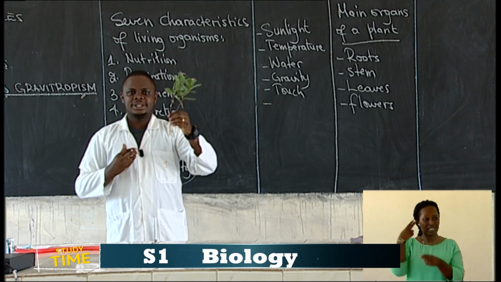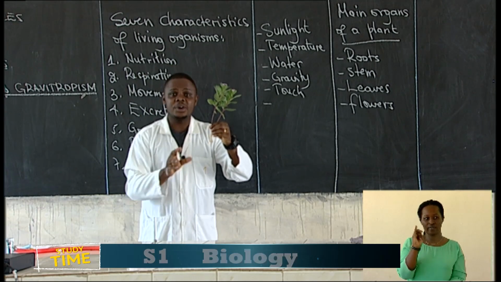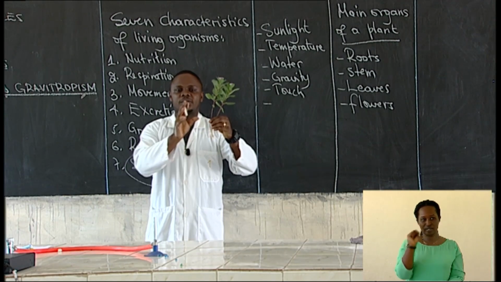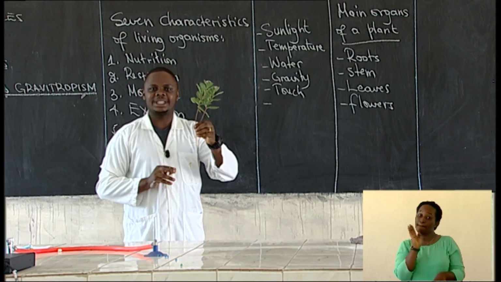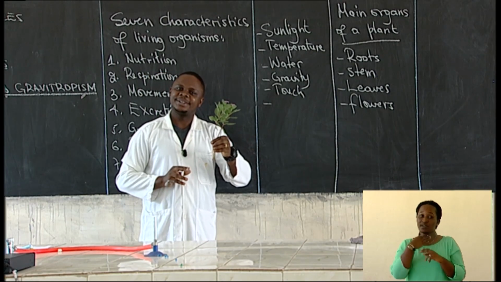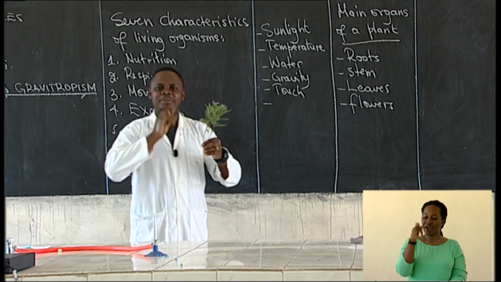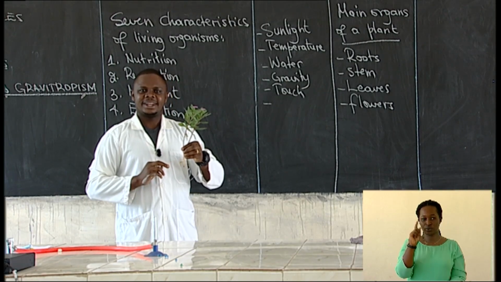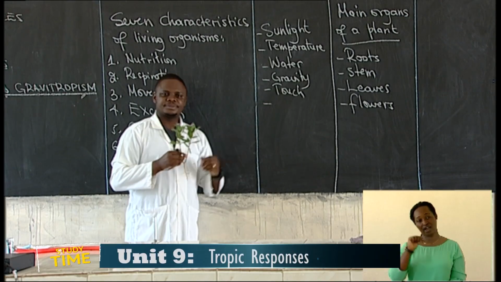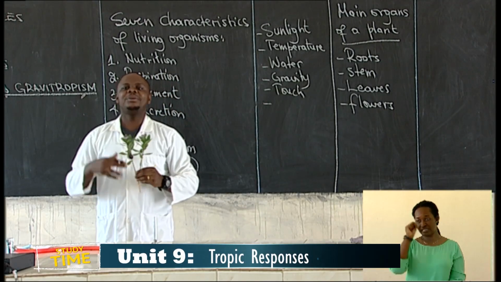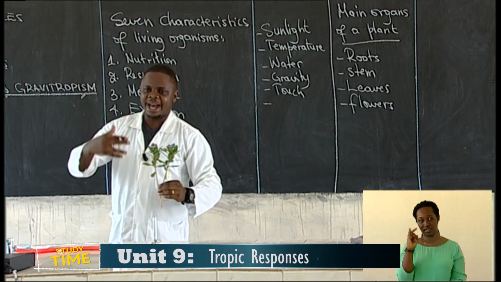These roots are also important in absorbing water and mineral salts from the soil. And if they move towards water, or where there is water, that is what we call hydrotropism. Then we also have other stimuli, and we will see them one by one.